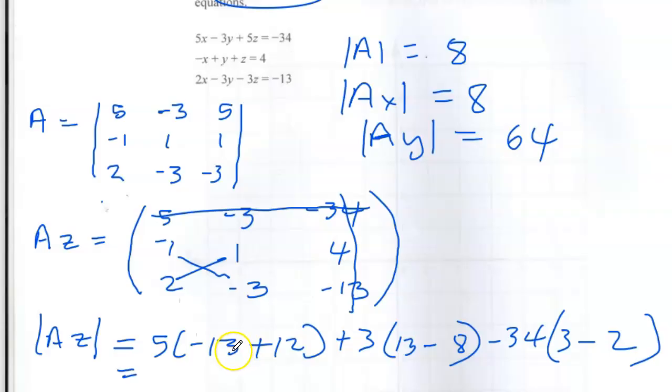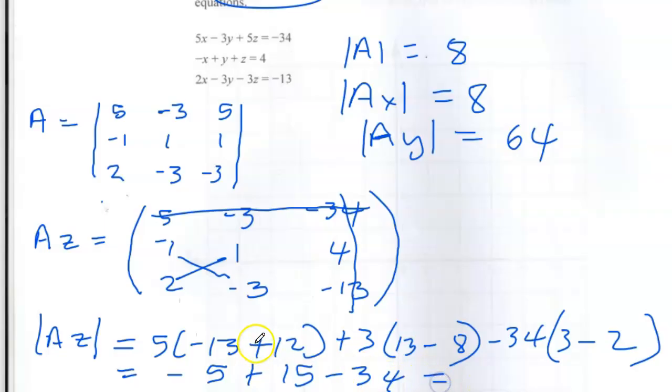So the bracket here, negative 13 and 12, that's negative 1. Times the 5 outside, that's negative 5. 13 take away 8, that's 5. Times the 3 outside, so that's 15. And 3 take away 2, that's 1. Times negative 34, so it's negative 34 times 1, that's negative 34.